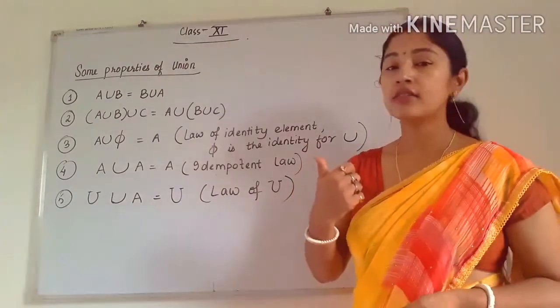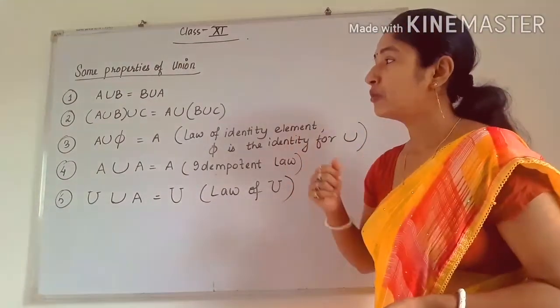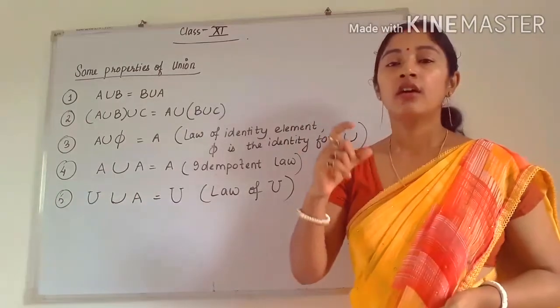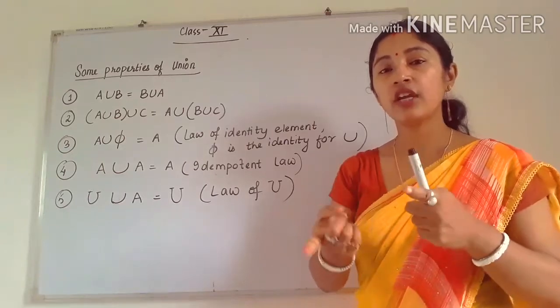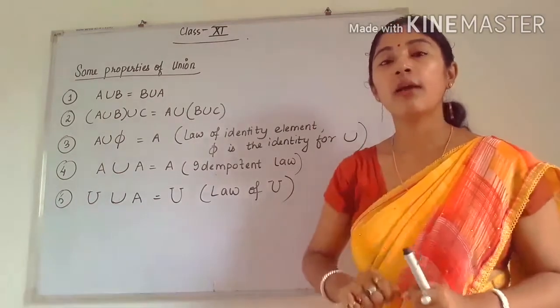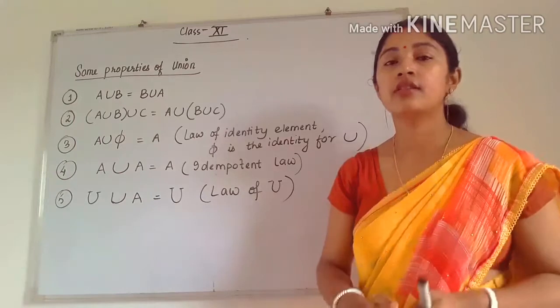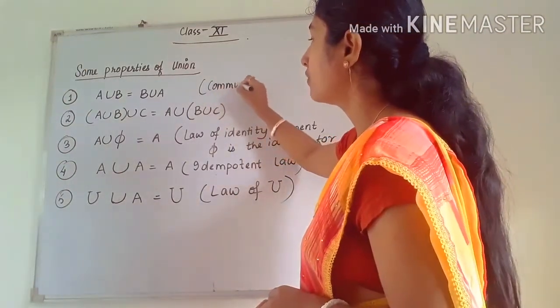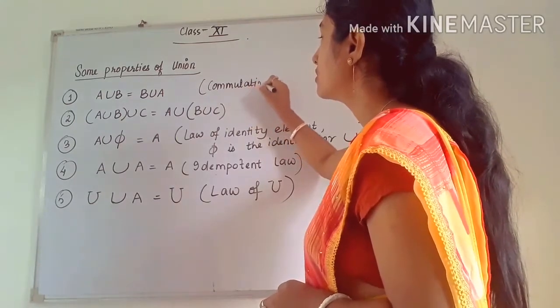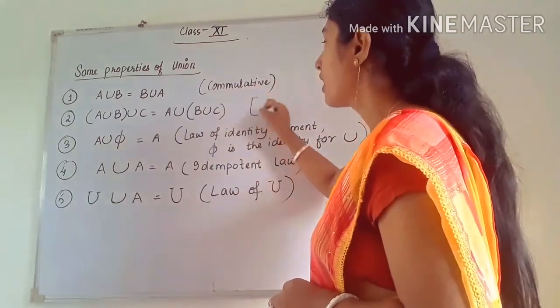The first property is the commutative law, which suggests that when we take the union of two sets, if we change the order, that means if we interchange the two sets, the answer will remain the same. So the first property is the commutative law. Similarly, the second one is associative.